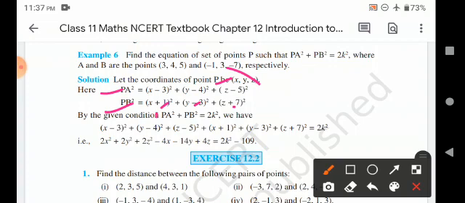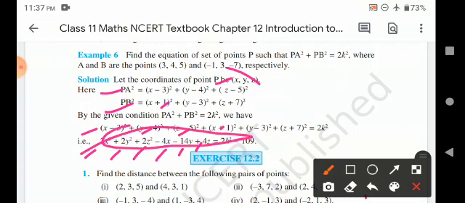By the given condition, PA square plus PB square is equal to 2k square. Therefore, PA square is nothing but (x minus 3) the whole square plus (y minus 4) the whole square plus (z minus 5) the whole square, plus PB square, which is nothing but (x plus 1) the whole square plus (y minus 3) the whole square plus (z plus 7) the whole square, is equal to 2k square. By simplification of both sides, we have the equation 2x square plus 2y square plus 2z square minus 4x minus 14y plus 4z is equal to 2k square minus 109. This is the equation of the given set of points.